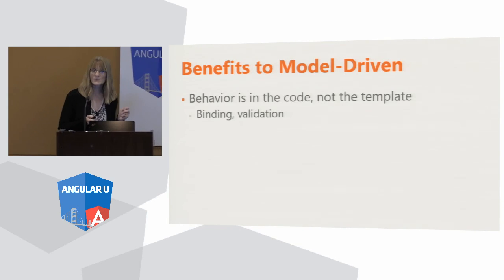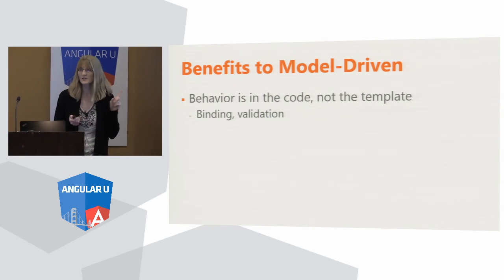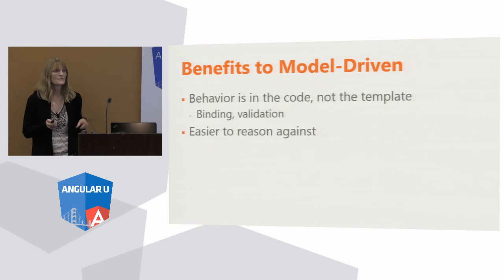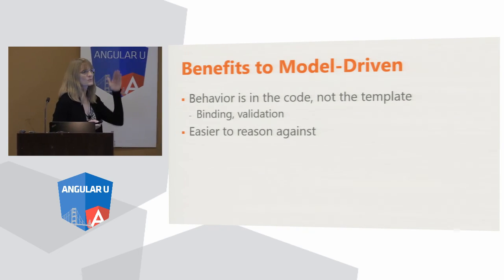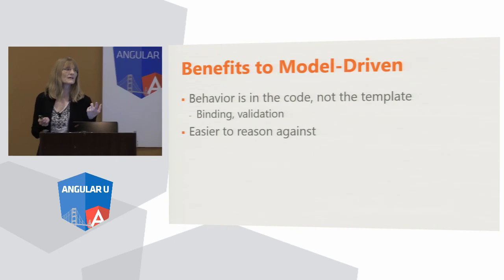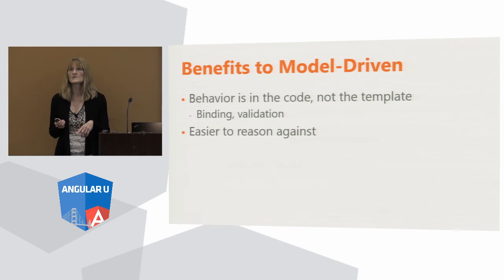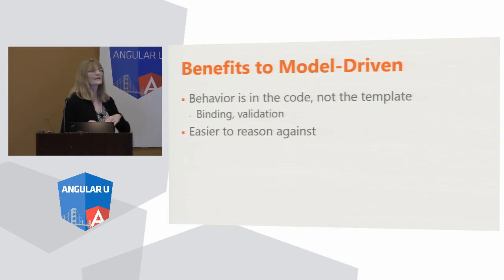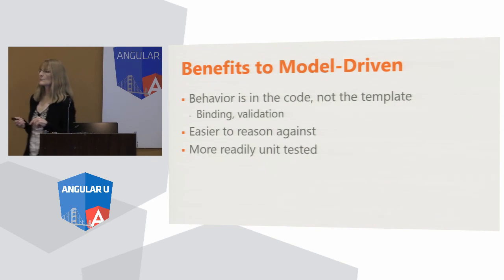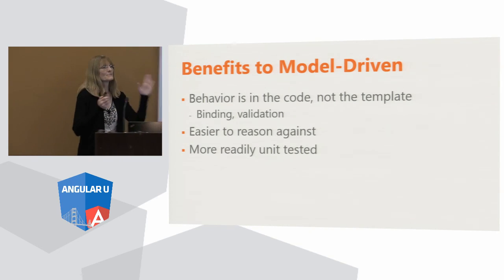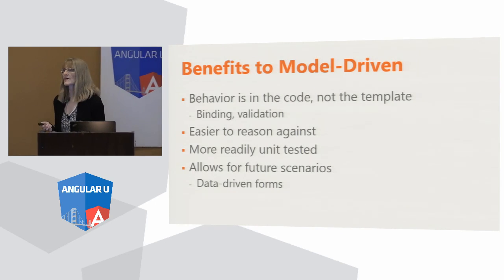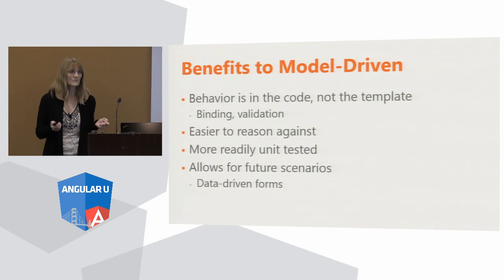Okay? So benefits to model-driven: the behavior is in the code, not the template. So the binding and validation are defined in the code. That means it's easier to reason about as you're reading through the code. You can see the business logic. You can add ifs around it. Depending upon the user, you could have different validation requirements. Depending on the context, is it an add or an edit, you could have different validation requirements because it's in your code. It's more readily unit tested because you don't have to compile that template in order to do your testing. And it allows for future scenarios like the ability to do data-driven forms.